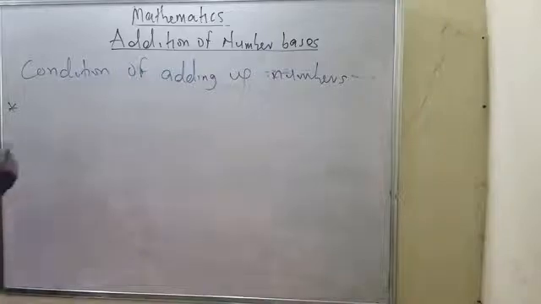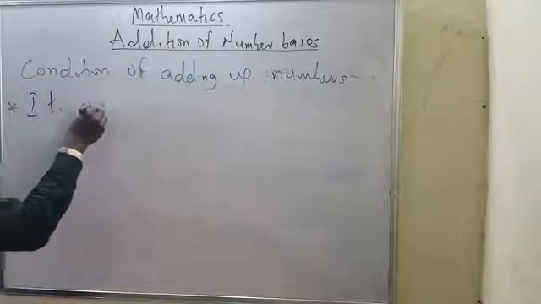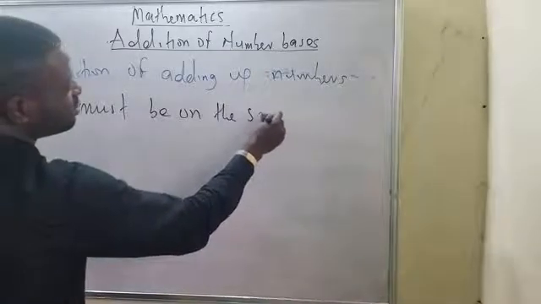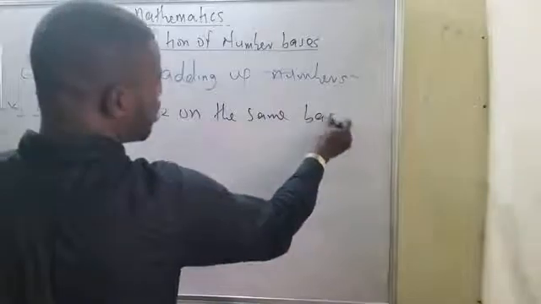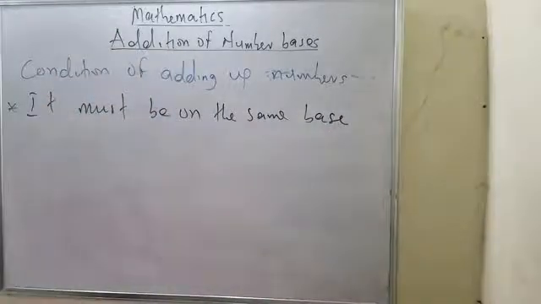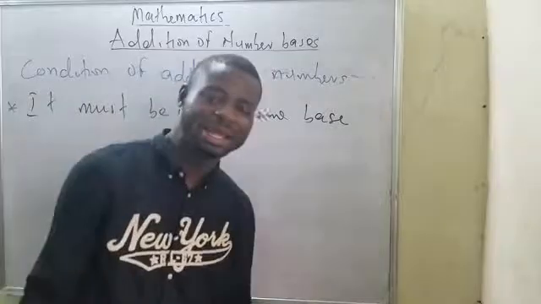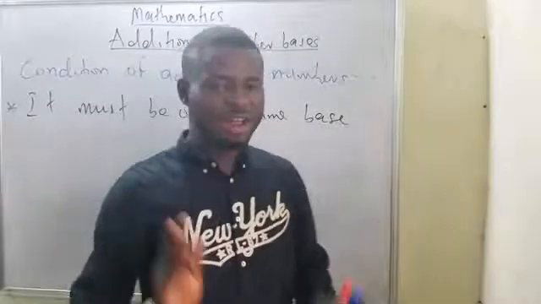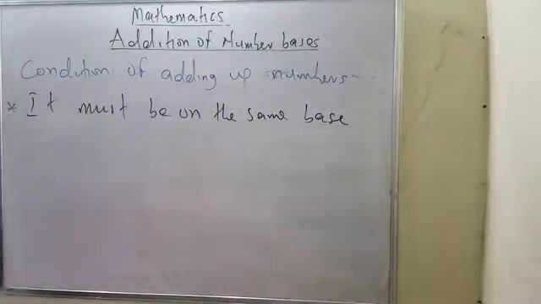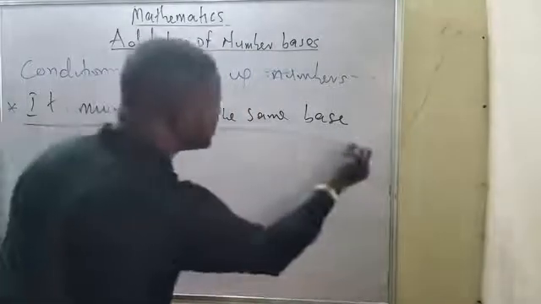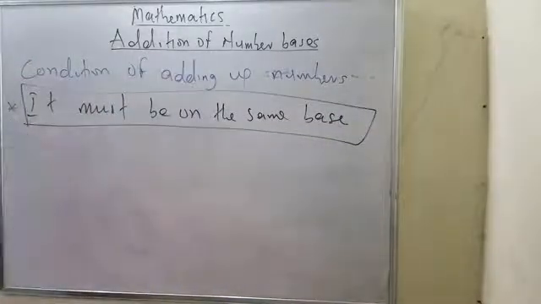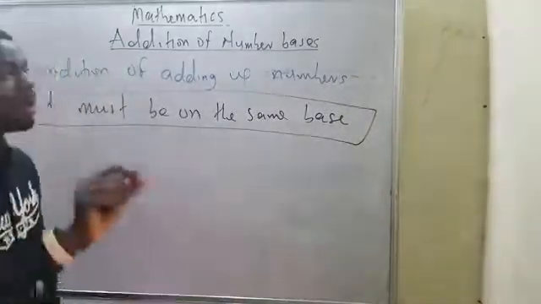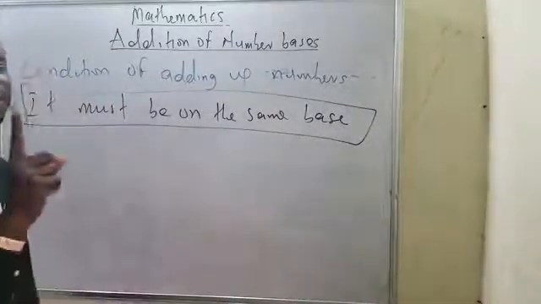It must be on the same base. What I mean is that you can't have a number in base 3 and add it to a number in base 2. Very, very wrong of you. That is very important. It must be on the same base. Please take note of this statement. If you are asked to add any numbers, just look at the base. If they have the same base, you are good to go.